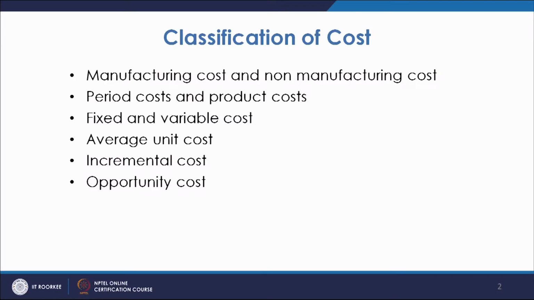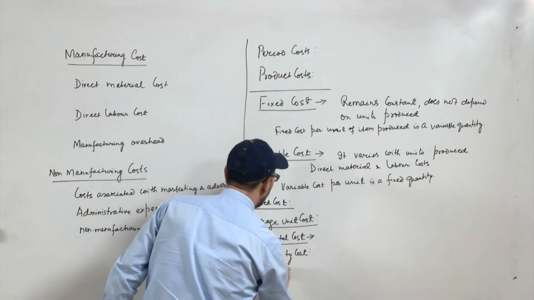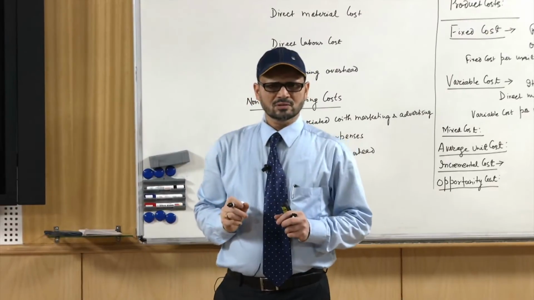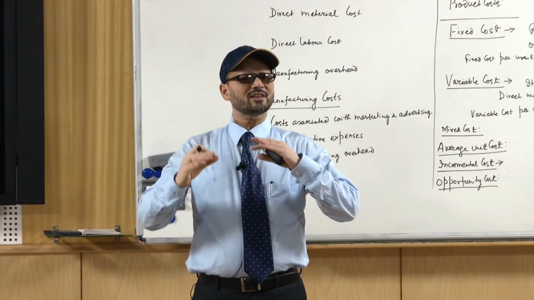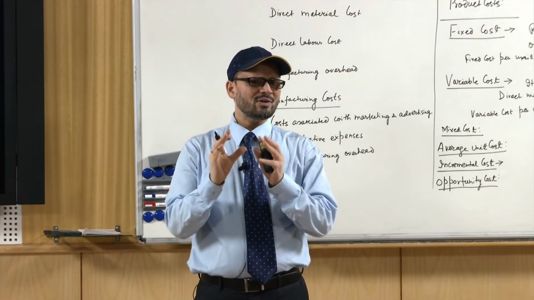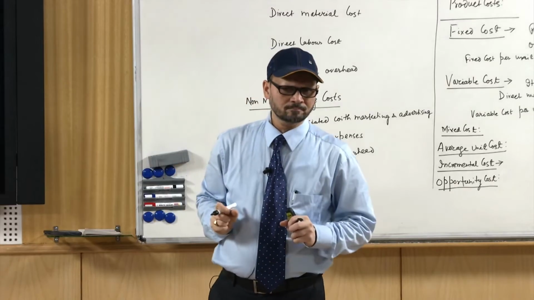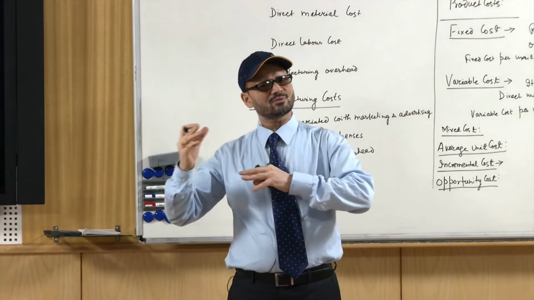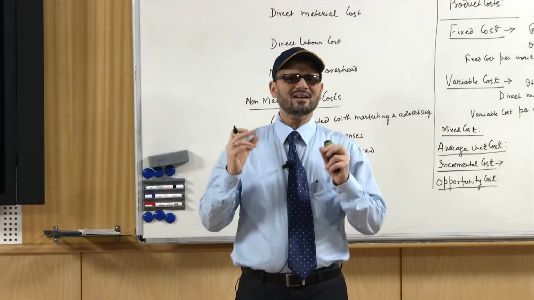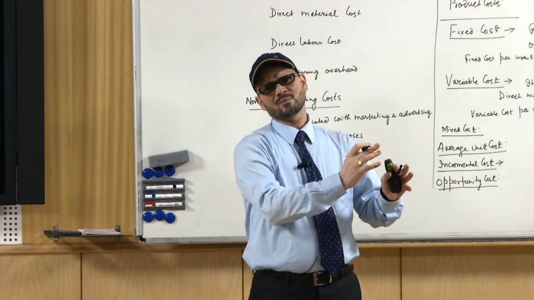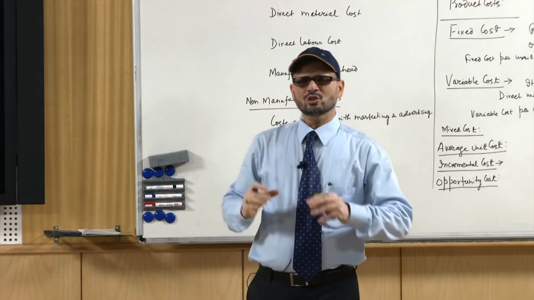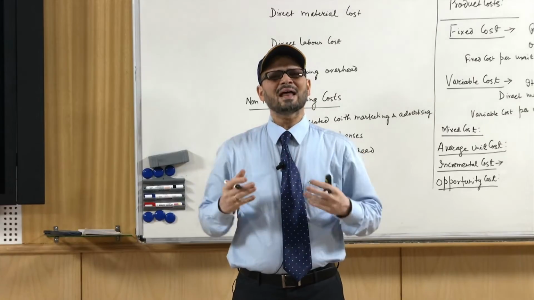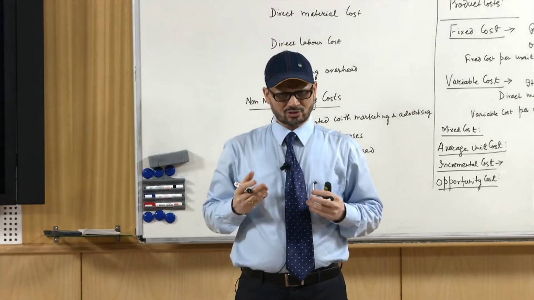Then comes opportunity cost. Opportunity cost is the cost associated with the situation when you have an alternative course of action, and when you choose to go for the alternative, you have to compromise on certain grounds. So, you have to forego certain benefits, and this is known as the opportunity cost.